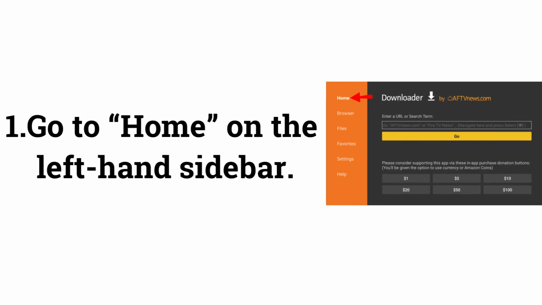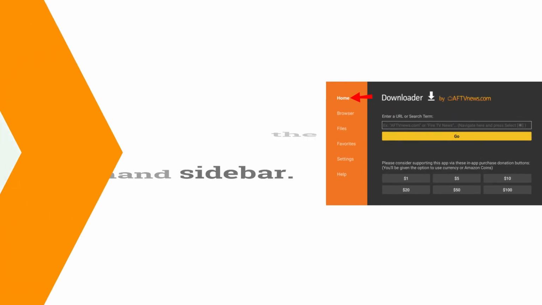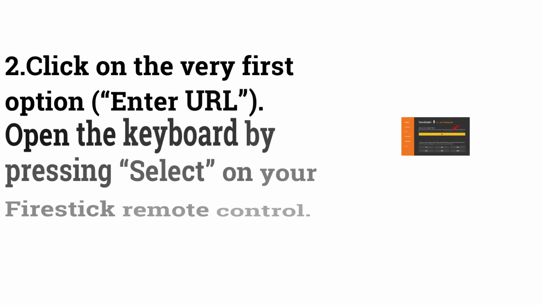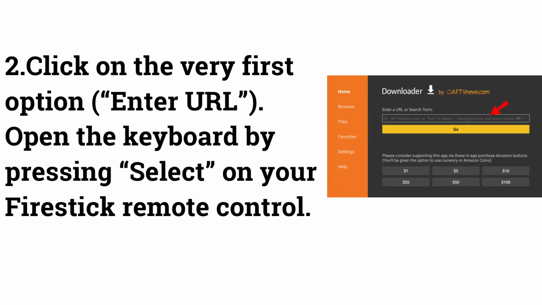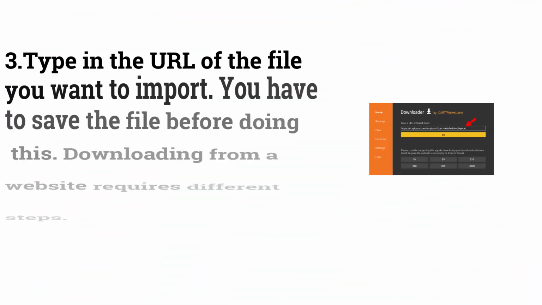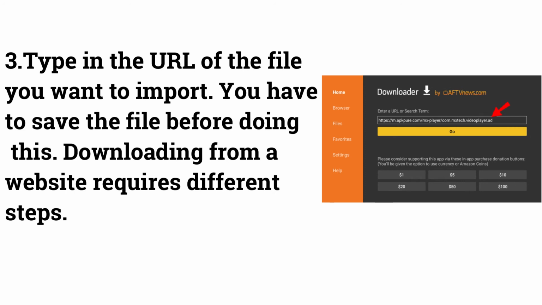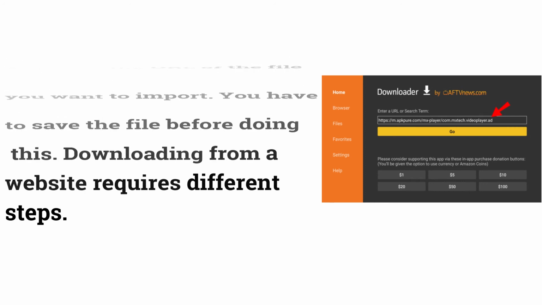Go to Home on the left-hand sidebar. Click on the very first option, enter URL. Open the keyboard by pressing Select on your Fire Stick remote control. Type in the URL of the file you want to import. You have to save the file before doing this. Downloading from a website requires different steps.